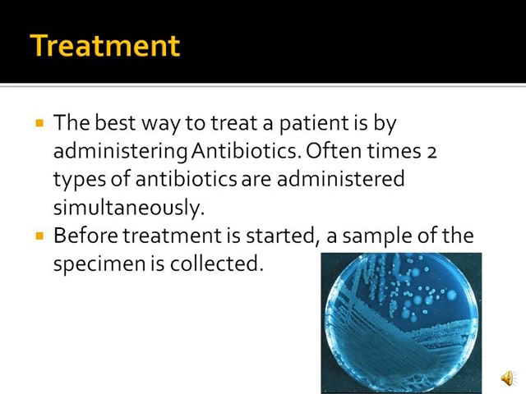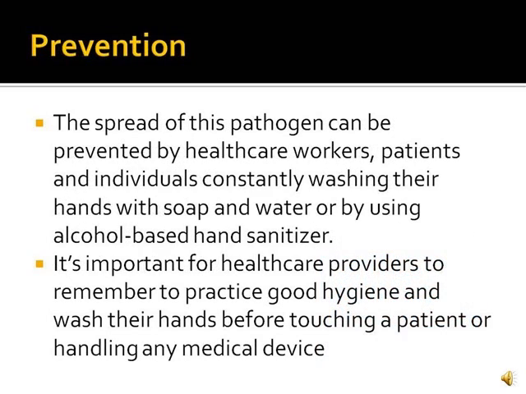When it comes to Pseudomonas aeruginosa, there has been a rise in antibiotic resistance. The best way to treat a patient is by administering antibiotics. Oftentimes, a doctor will administer 2 different types of antibiotics simultaneously. Before treatment is started, a sample of the specimen is collected and sent to the lab. This is to ensure that the correct antibiotic is selected in regards to antibiotic resistance. Prevention.